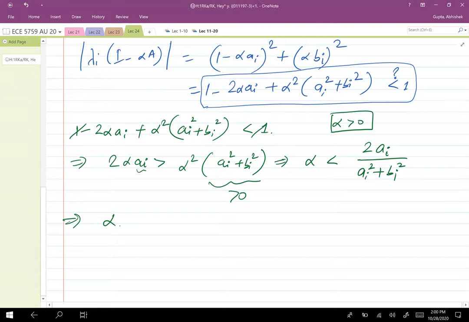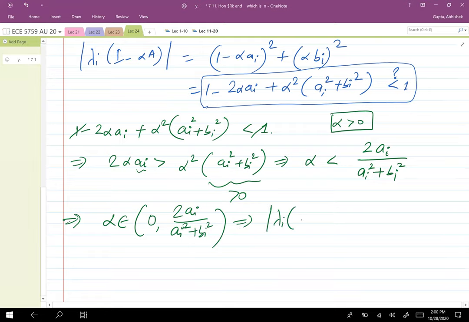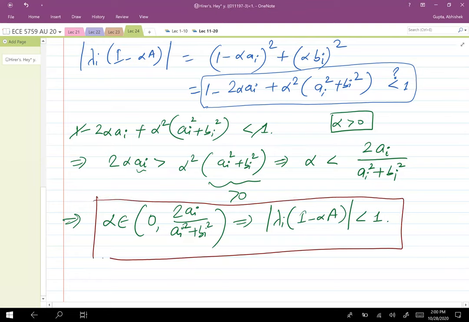So I hope everyone agrees with me on this statement. If alpha is between zero and some positive number, then the absolute value of lambda_i is going to be less than one.